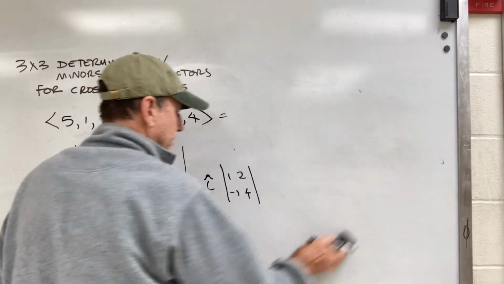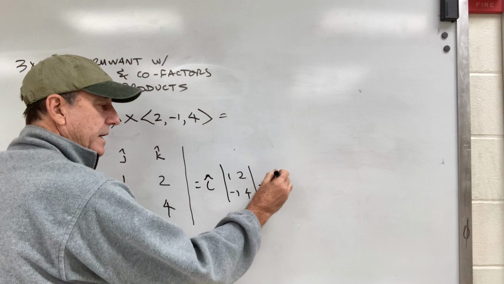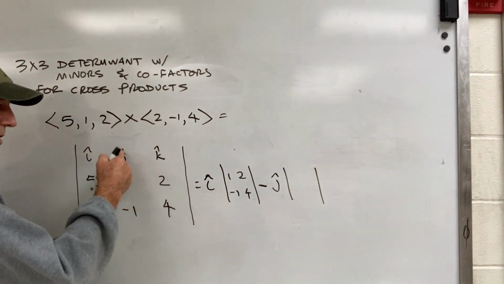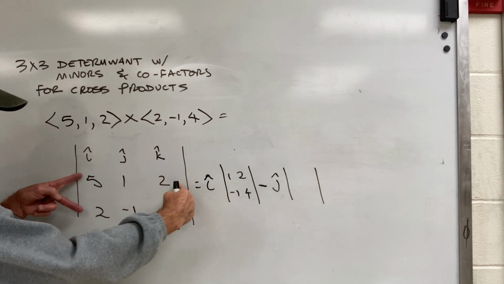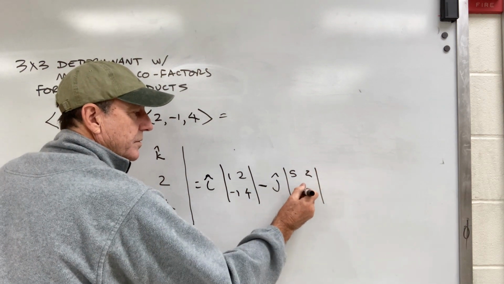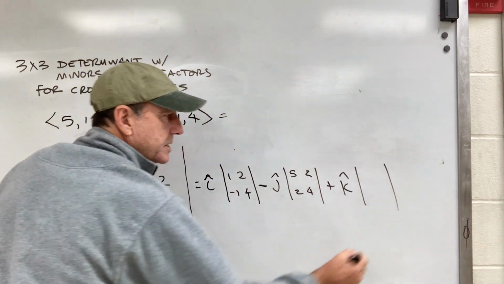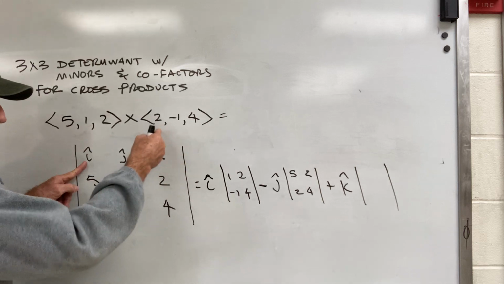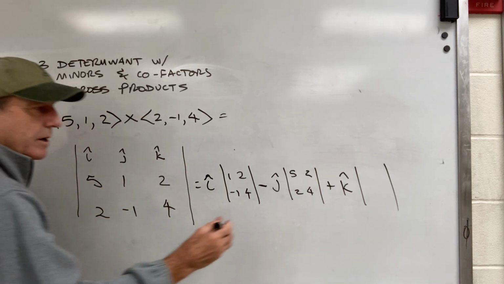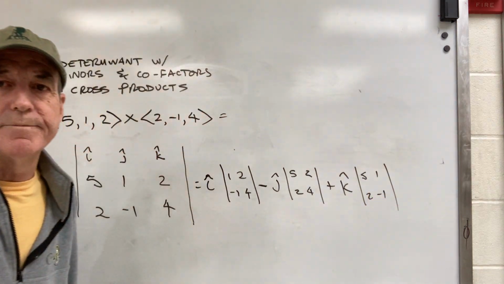Okay, so we have a plus i times its minor. We're going to have a minus j times its minor. So here's j. We would cross off this row and this column, and we see these guys, 5, 2, 2, 4. And then plus k times its minor, this row, this column go away, so there's the minor, 5, 1, 2, negative 1, right?